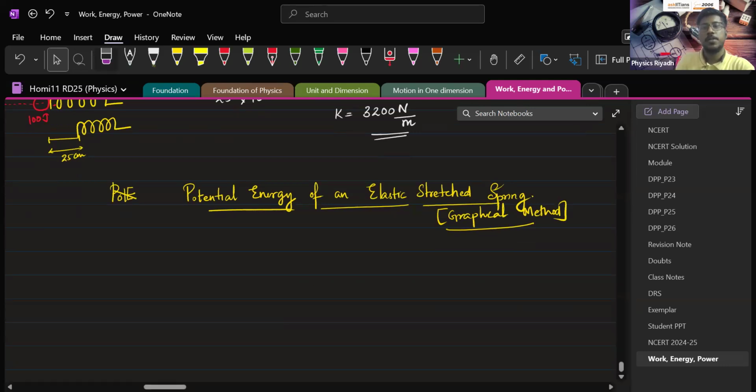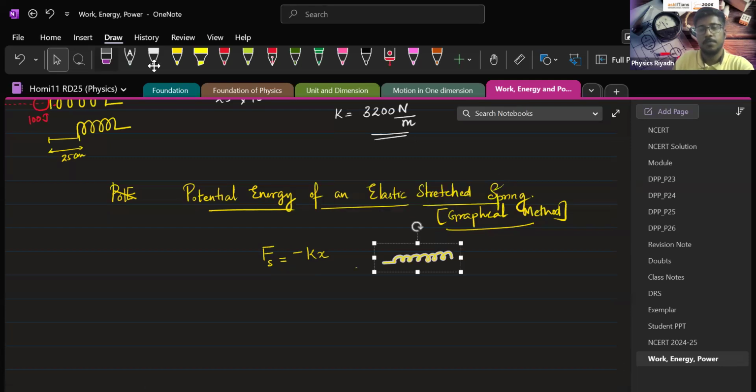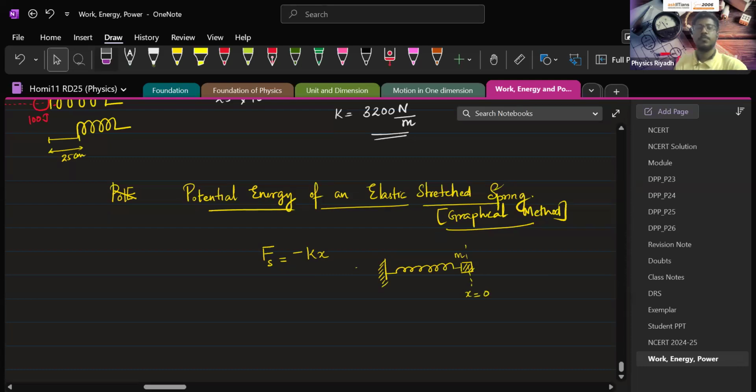So potential energy of an elastic stretched spring. We know the spring force is given as F is equal to minus kx. Let's draw a representation here. So let's say this is the spring at its mean position. Okay, this is the mean position. The block is right now at the mean position here. The block is having mass m. At the mean position, x is equal to 0.